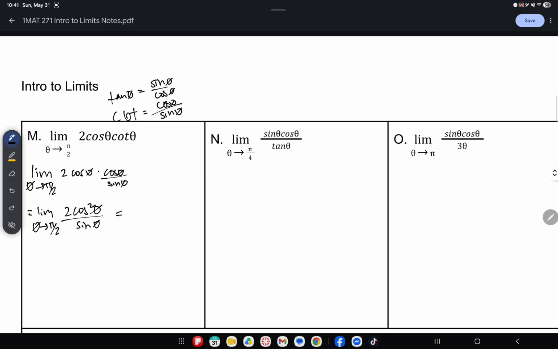I think I can do a direct substitution from there, right? Pi over 2, cosine of pi over 2 is 0. 0 squared is 0. 0 times 2 is 0. Sine of pi over 2 is 1. So final answer of 0.